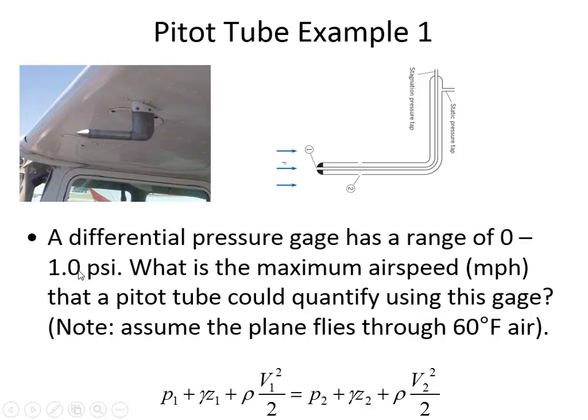And the differential pressure gauge in this case has a range of between 0 to 1 psi. That's what the gauge maxes out at, 1 psi. And so that's not a very big range, but it must hopefully have good sensitivity within that range. We're going to want to calculate the maximum airspeed that pitot tube can quantify using this gauge. And the way we're going to do it is by going through and applying both the Bernoulli equation and the pitot tube equation.